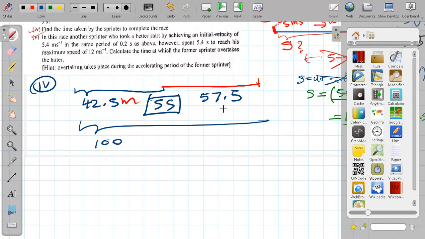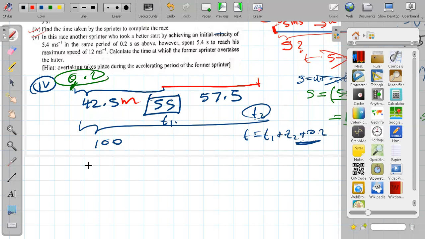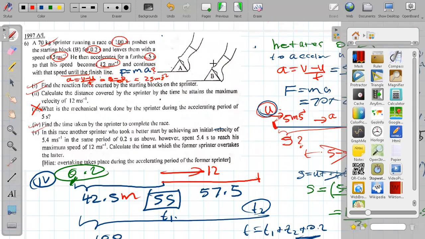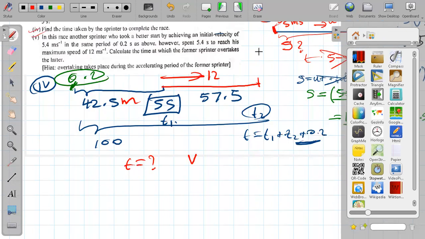So this is T1 and this is T2. The total time is what? T1 plus T2 plus 0.2. Remember that too, because he wastes 0.2 at the beginning. So how do we find this time? How do we find T2? You know that's a constant velocity thingy. He runs with the velocity, what is that velocity? Is that 12? Yeah. He runs the next part with constant velocity of 12.